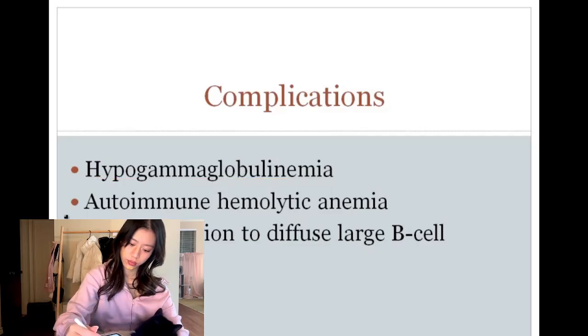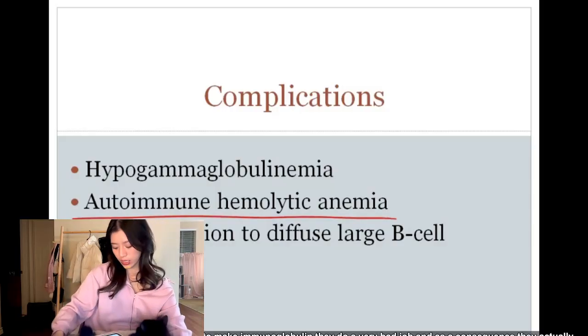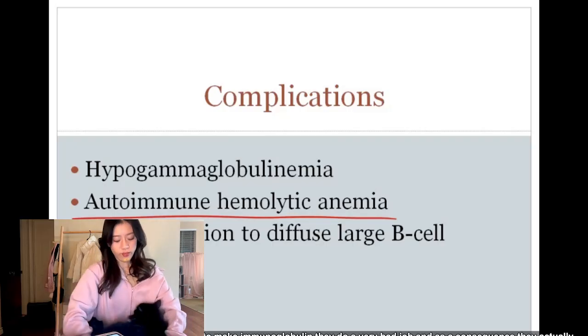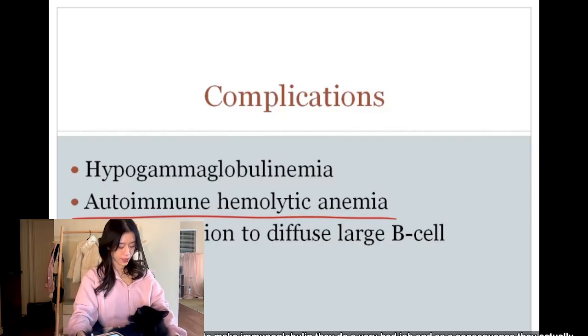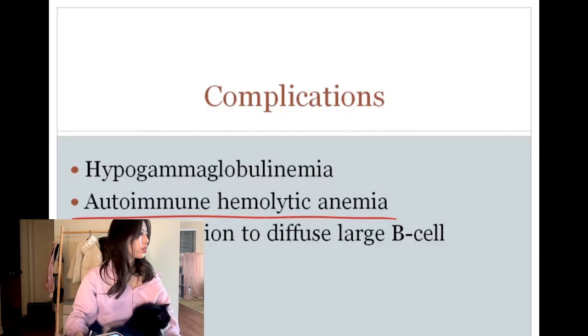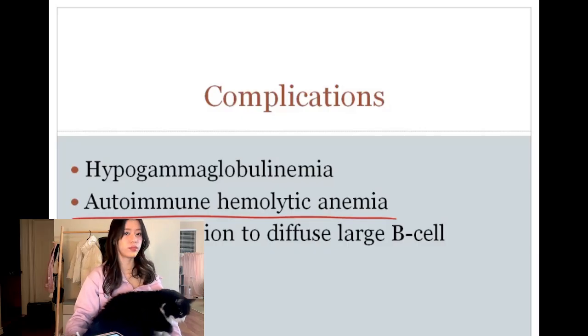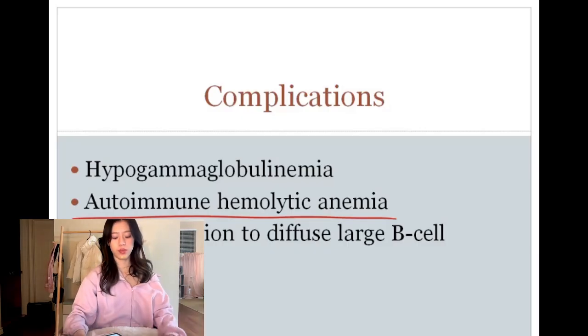Another complication of CLL is autoimmune hemolytic anemia. Not only will these cells not make very much immunoglobulin, but if they happen to try to make immunoglobulin, they do a very bad job. And as a consequence, they actually produce antibody against the patient's own red blood cells. And so that's the way I think about autoimmune hemolytic anemia being a complication of CLL.